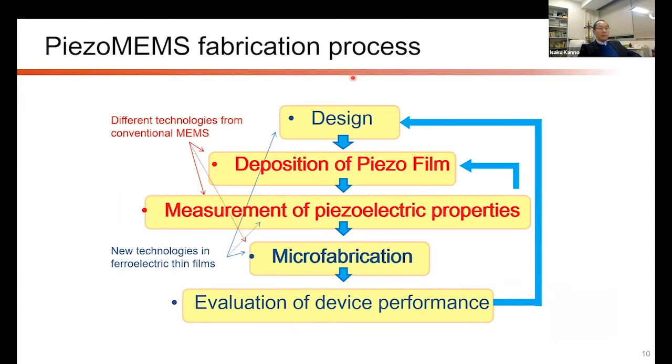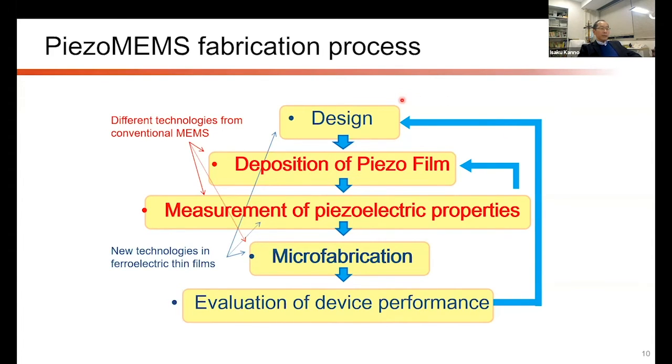The fabrication process of the piezoelectric MEMS is like this. First, once we determine the application, we have to design the device. And then we have to deposit the piezoelectric thin films. And then we have to evaluate the piezoelectric properties. After that, we can move to the microfabrication and evaluate the total performance of the piezoelectric MEMS device, and then feed back.